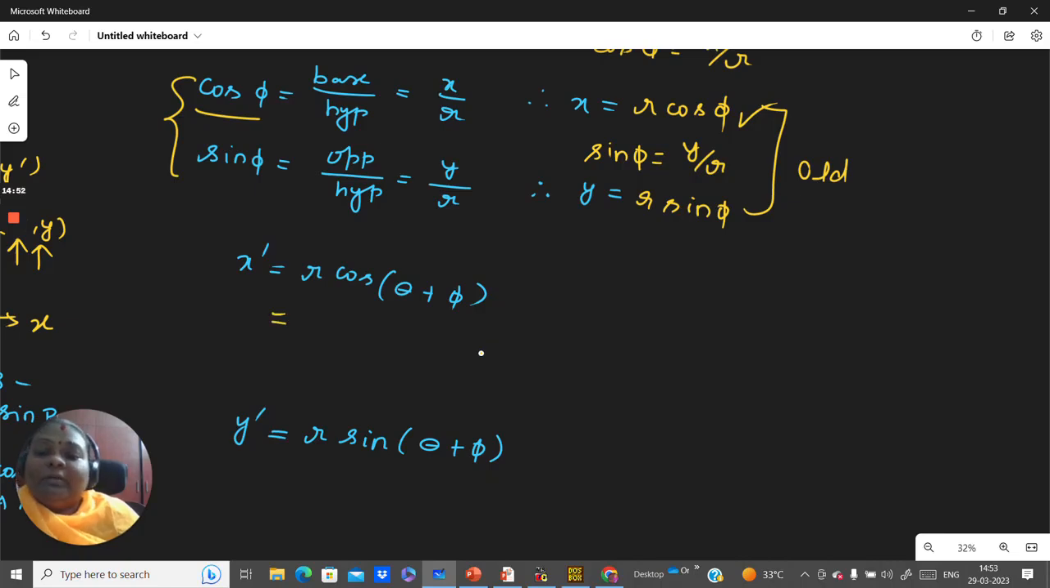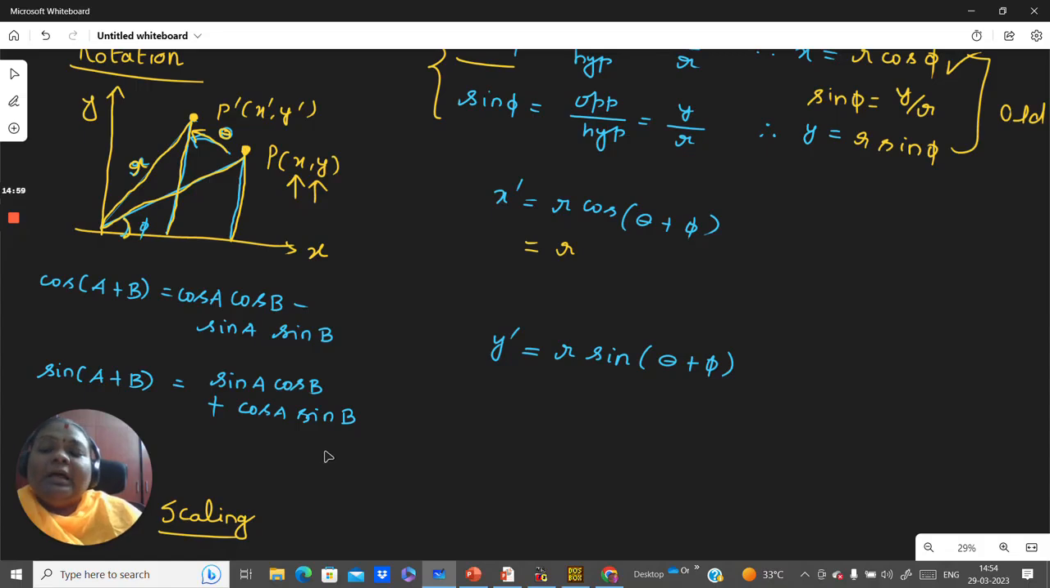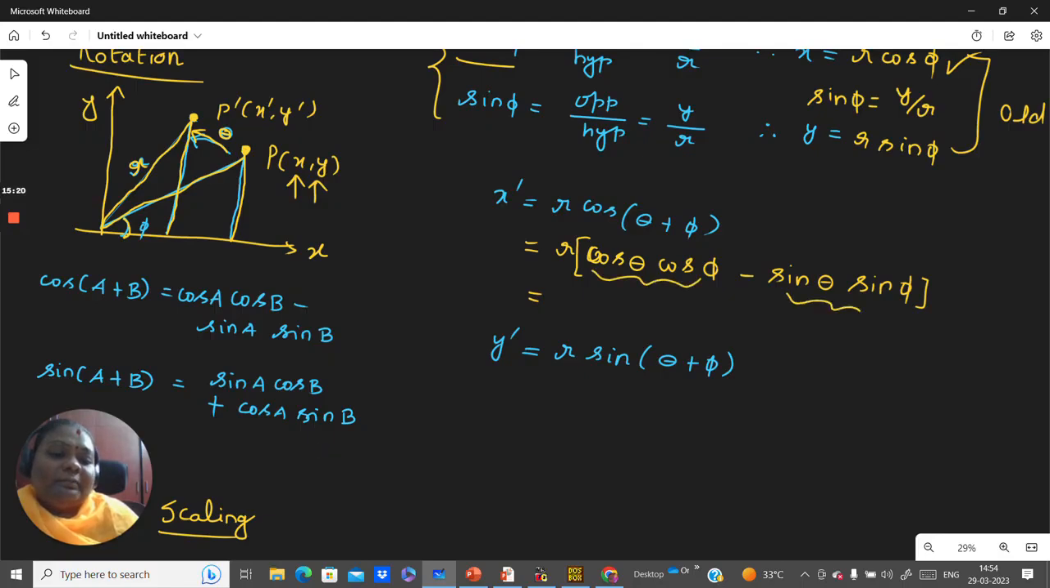Okay, so when this is given, what is cos of a plus b? Here it is a formula. Cos of a plus b is equal to cos a cos b minus sin a sin b. Similarly, r of cos A cos B minus sin A sin B. So here this r is common for these two terms. So r into cos theta into cos phi minus r into sin theta into sin phi.